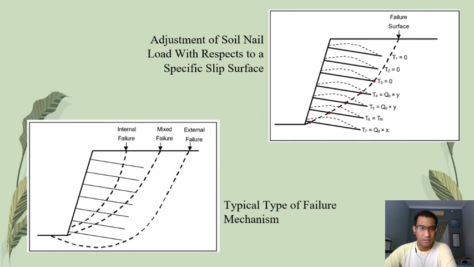For the first picture, this picture shows the typical types of failure mechanism. There are three types of failure: internal failure, mixed failure, and external failure. Okay, for the second picture, this picture shows the adjustment of soil nail load with respect to a specific slip surface.